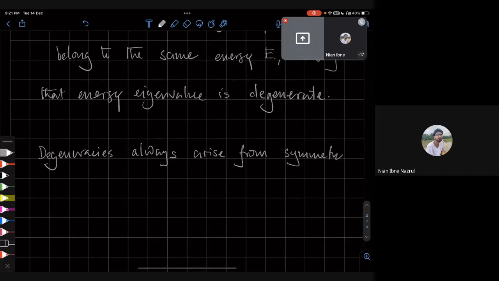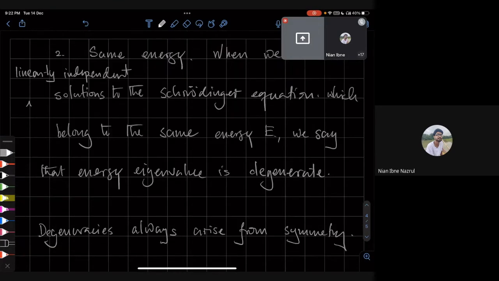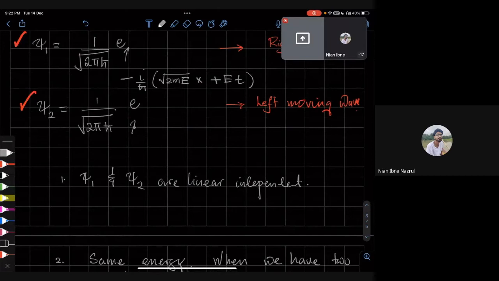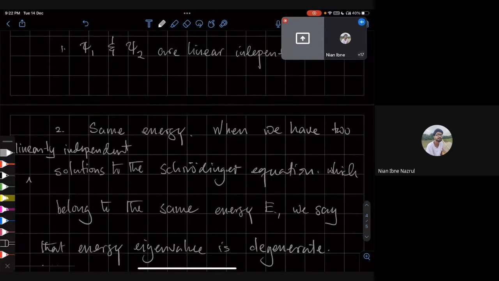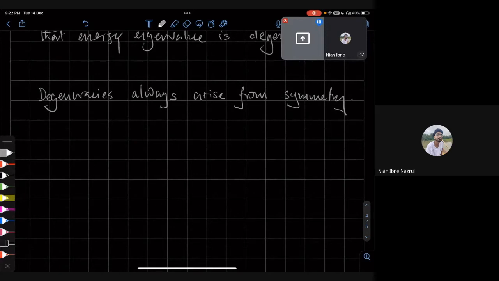Can you tell me what the symmetry is here? It's a mirror symmetry. Well, Nian is saying mirror symmetry, but what I would say is that it's a symmetry about the homogeneity of space. Space looks the same going left or right. It's not important what you call them, but that's what it is.